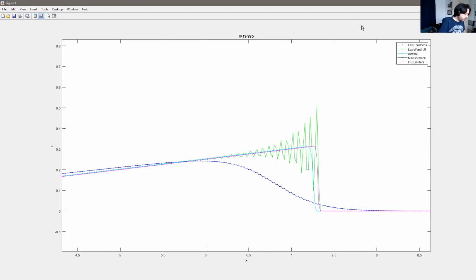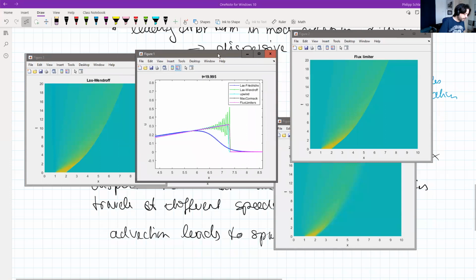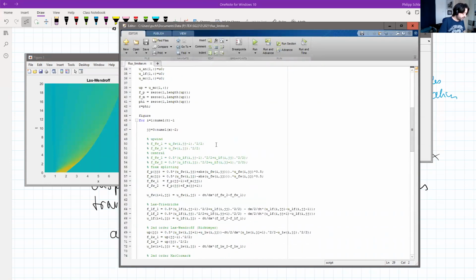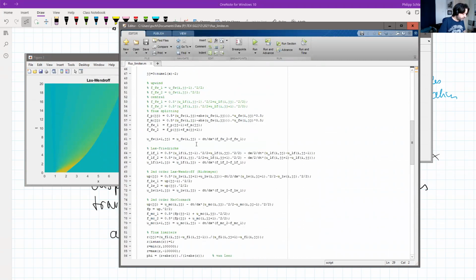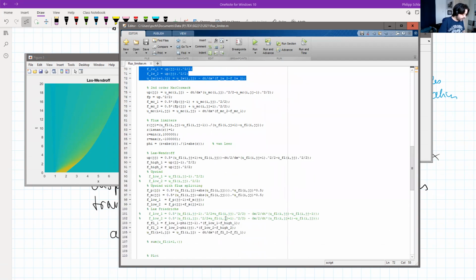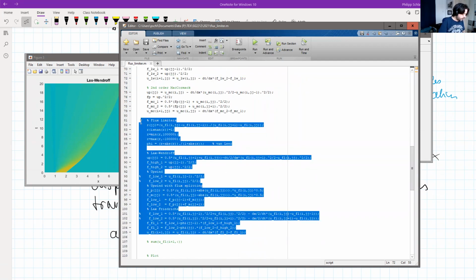And this we can all implement in a simple simulation code, where, for instance, you see here, this would be the Lax-Wendroff scheme. And the flux limited scheme is actually not much more difficult. This would be the flux limited scheme.